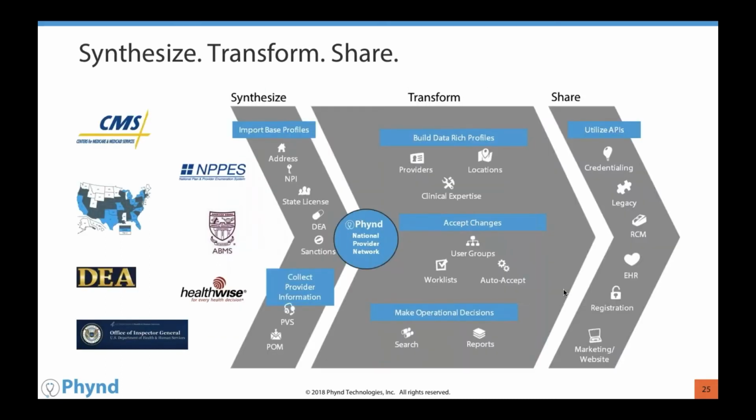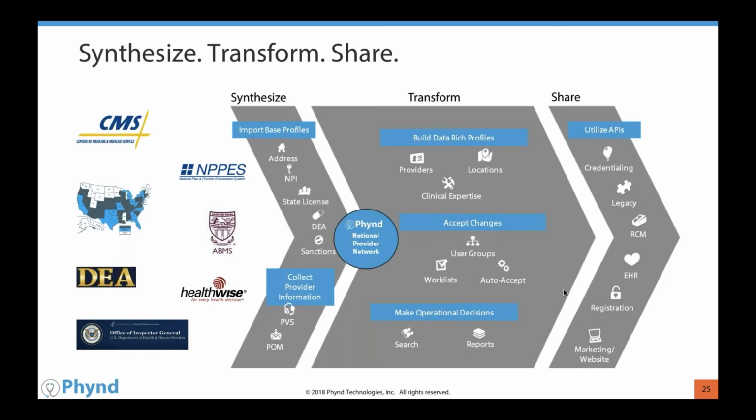So the way that Find does this is that we synthesize that provider data, transform it, and then share it to the marketing, referral management, patient access, and other teams. And we use a combination of intelligent software and provider curation workflows in a robust data model to help these various teams keep that provider information up to date.